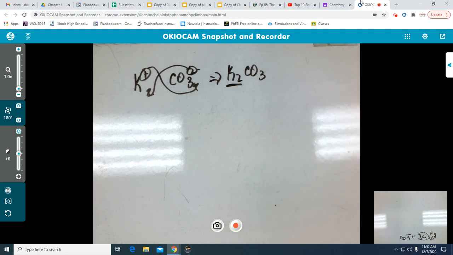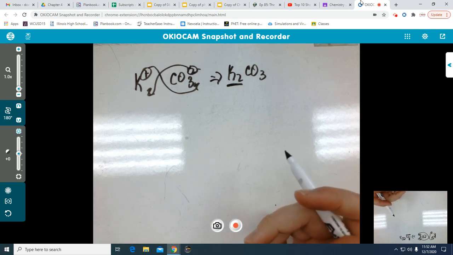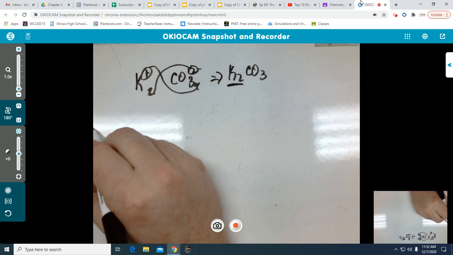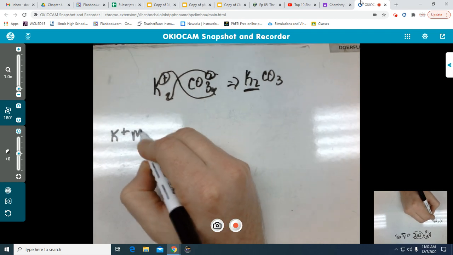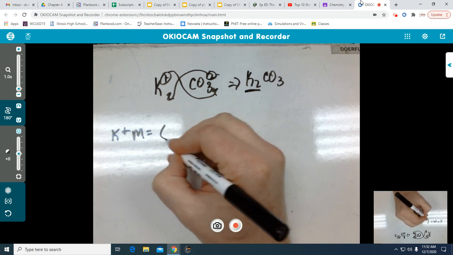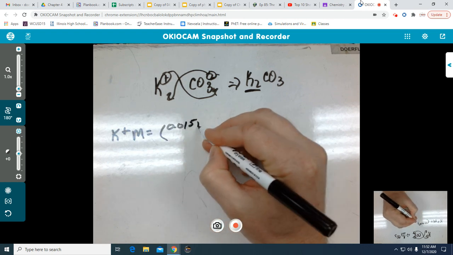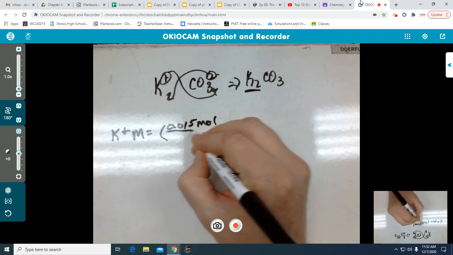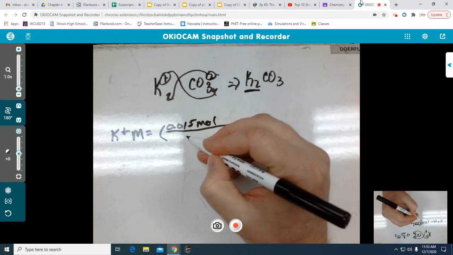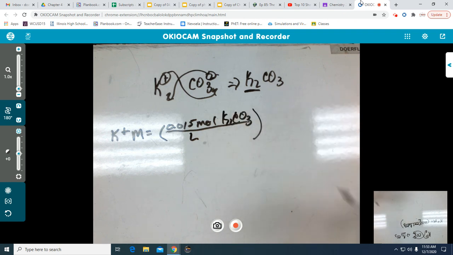Potassium is our focus on this problem. So we are trying to figure out what the concentration is of potassium ions. So again, we always put down what we are given. We are told that we have 0.015. I'm going to go ahead and expand out our concentration, K2CO3. That way I can cross out the appropriate units.